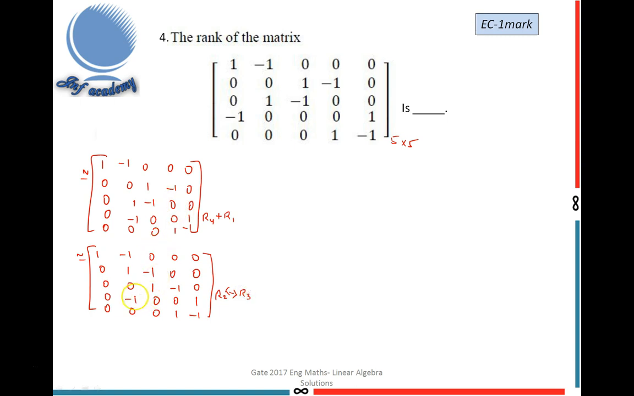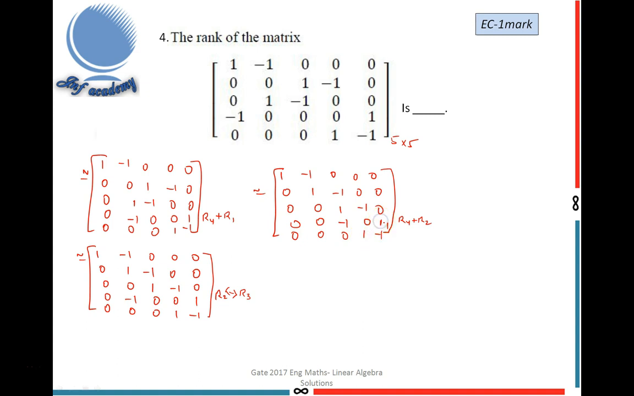Next step, I convert this element into 0. So first row is the same, 1 minus 1 0 0 0. Then 0 1 minus 1 0 0. This is the same, 0 0 1 minus 1 0. Adding R4 and R2, R4 gives R4 plus R2. So finally I got 0, 0, minus 1, 0, 1. Next step, R5 is the same: 0, 0, 0, 1, minus 1.